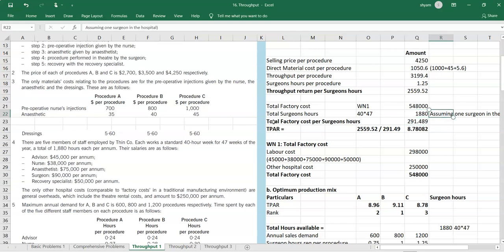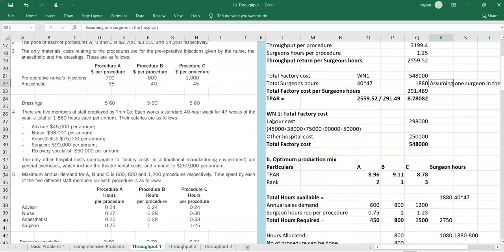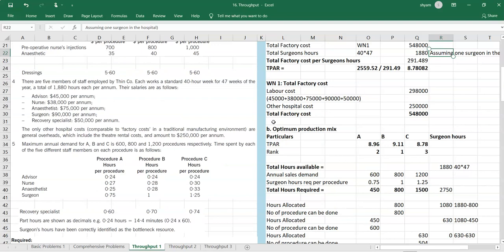We were assuming that there's only one surgeon in the hospital. So that's why we have worked out the sum like this. So finally we got a TPAR. TPAR is the throughput per surgeon hour divided by total factory cost per surgeon hour. So we got our TPAR.